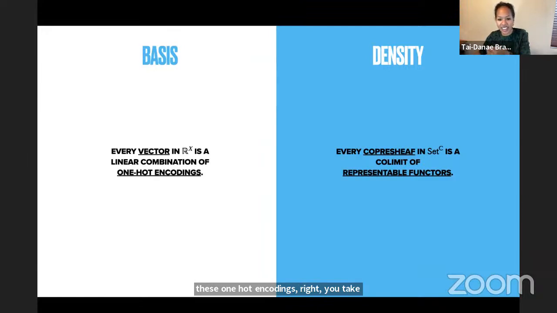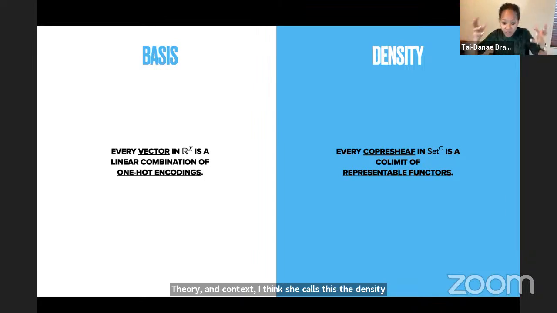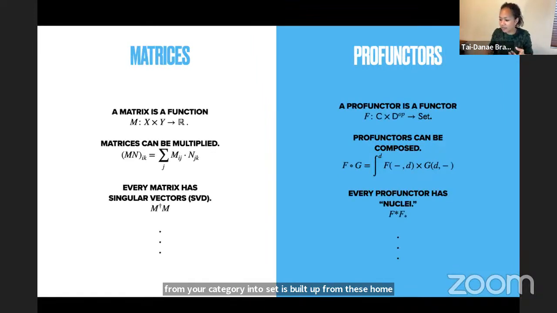It turns out in category theory, there's a theorem. Emily Riehl has a beautiful book, Category Theory in Context. I think she calls this the density theorem. It turns out that every copresheaf is a co-limit of these representable functors. So just like every vector is built up from basis vectors, every functor from your category into Set is built up from these Hom functors. So they're like a basis in that sense.